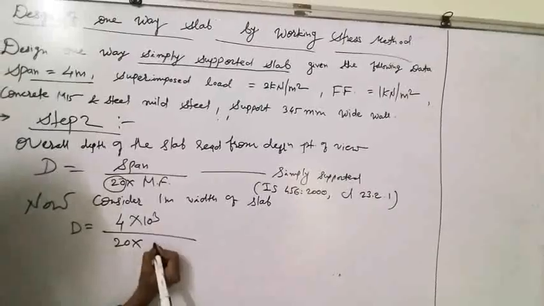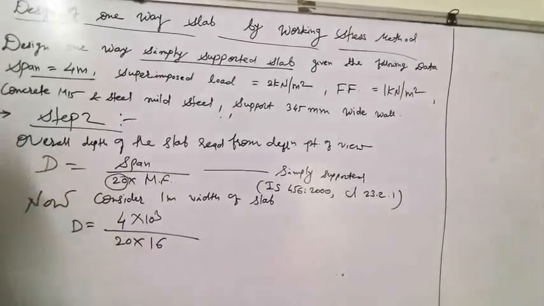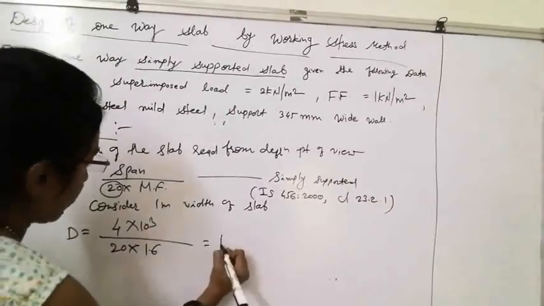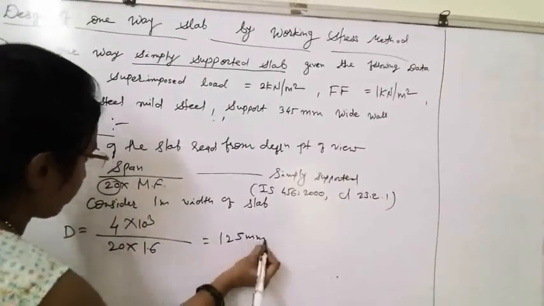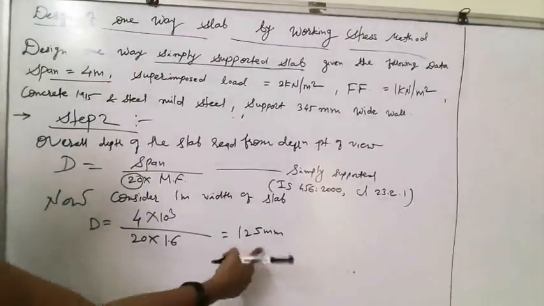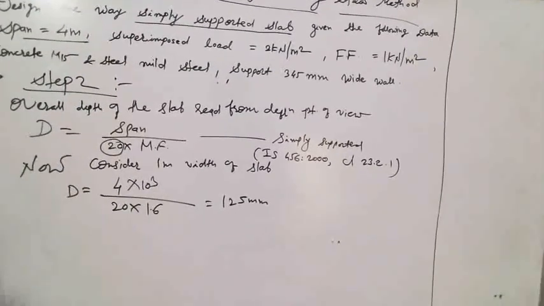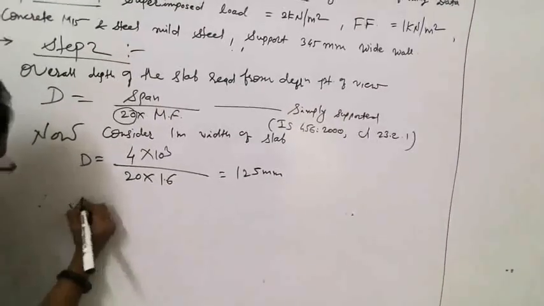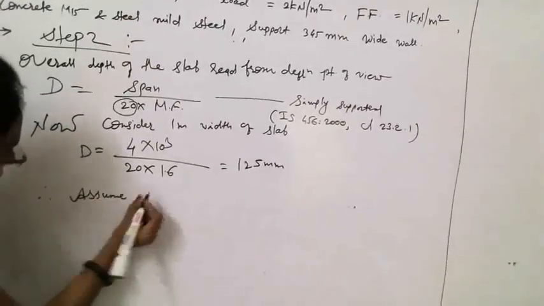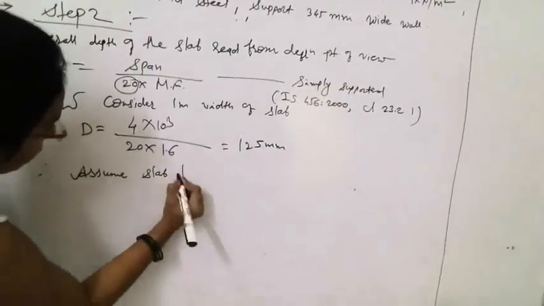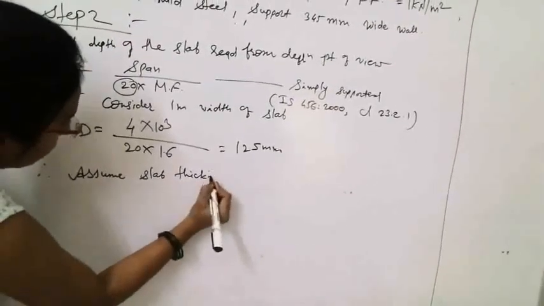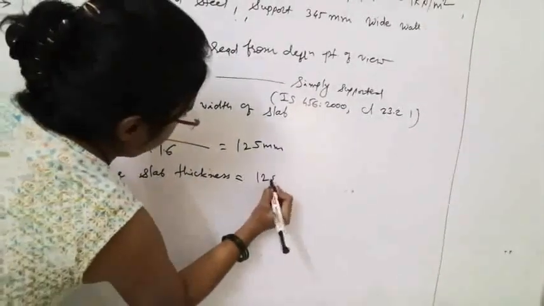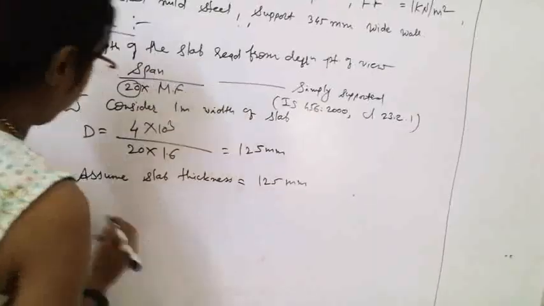20 into modification factor, which is 1.6. Use your calculator and find out the value. The depth we got is 0.25 mm. Therefore, assume slab thickness is equal to 125 mm.